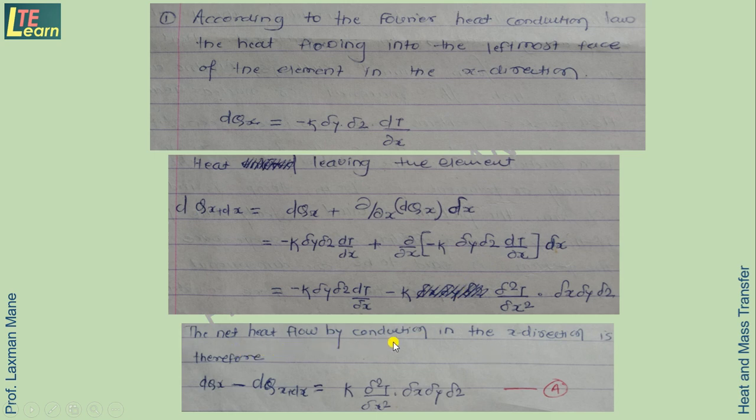The net heat flow by conduction in the x direction is therefore heat entering minus heat leaving. On subtraction, the minus sign will become plus, and these two terms will cancel each other. So this equation will be K into del square T by del x square into the elemental volume, that is dx, dy and dz. This is the equation along the x direction, say equation A.